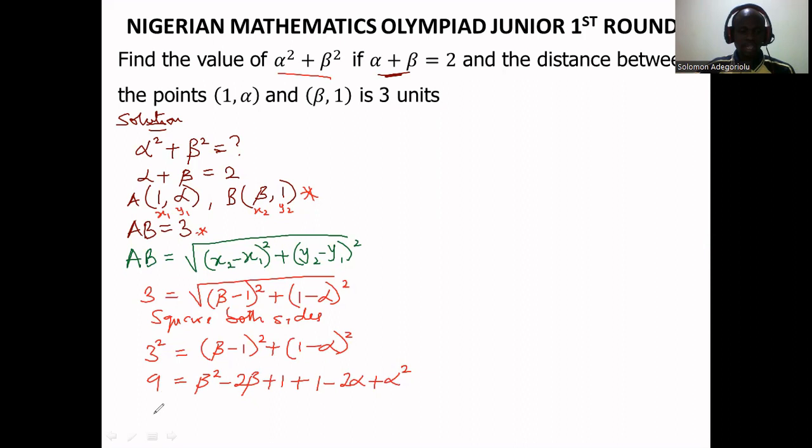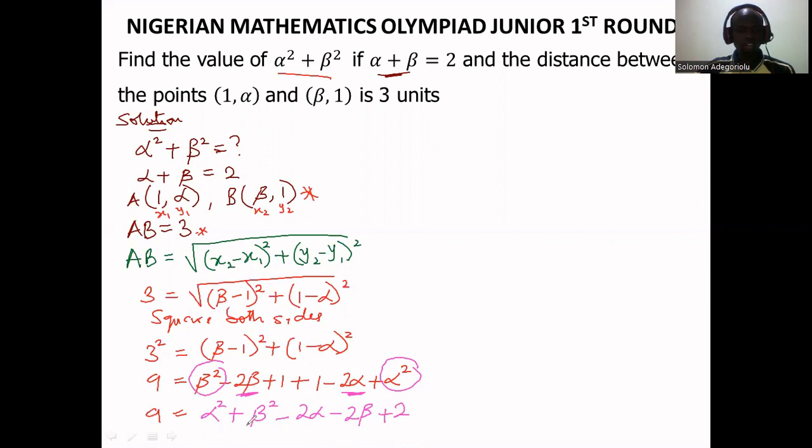Okay, and from here, 9 is equal to, I want to rearrange this. And what do I mean by rearranging this? I'm bringing alpha squared and beta squared together. So here is going to be alpha squared plus beta squared, okay? Then I'll also bring this and this together. Here I have minus 2 alpha, minus 2 alpha, and also here I have minus 2 beta, minus 2 beta, okay? Then here I have 1 plus 1, that's going to give us 2. This is 2.